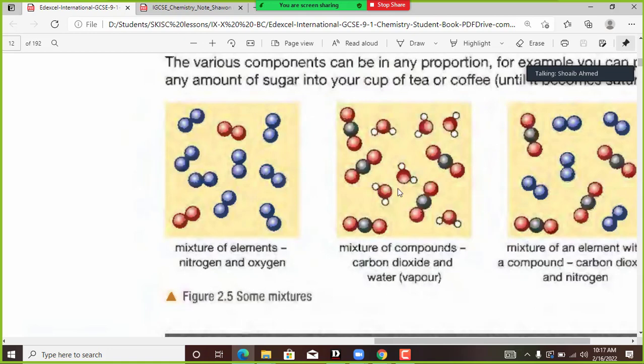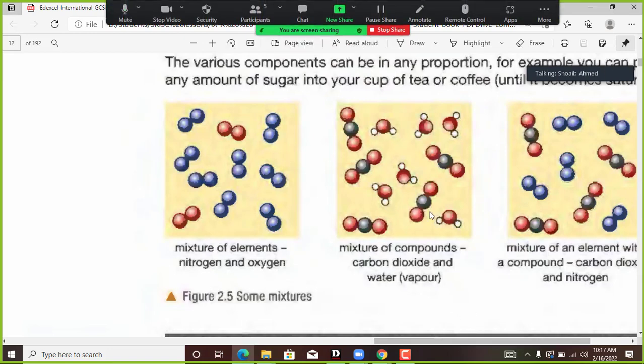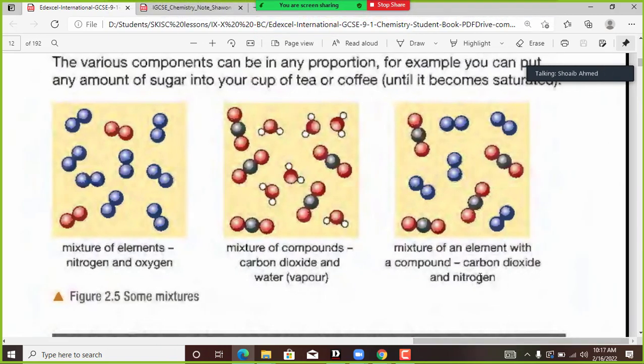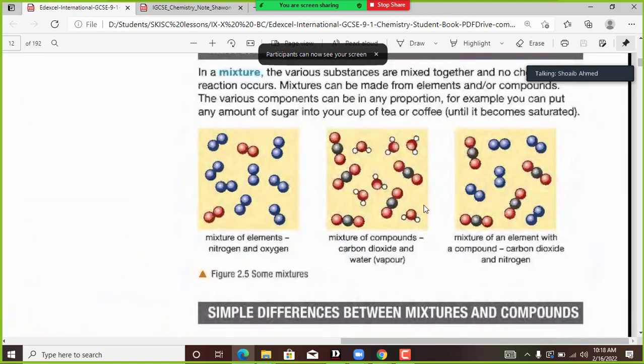The carbon dioxide shape is linear. This one is carbon dioxide, carbon in the center and two oxygens. This is water, oxygen in the center and two hydrogens, so V shaped. This is a mixture of compounds, carbon dioxide and water vapor. And next is a mixture of an element with a compound, carbon dioxide and nitrogen. This is nitrogen and this is carbon dioxide. Okay, next topic. Have you understood?